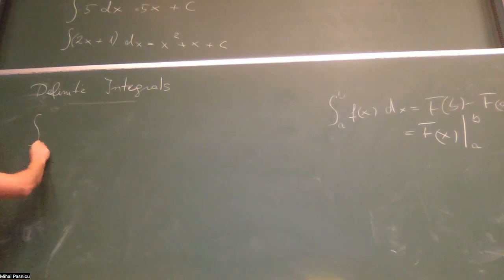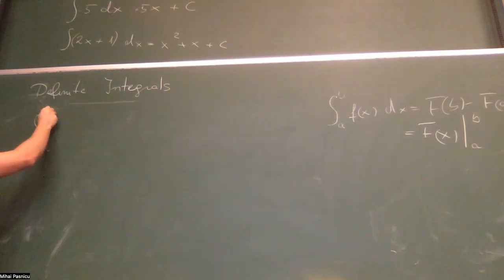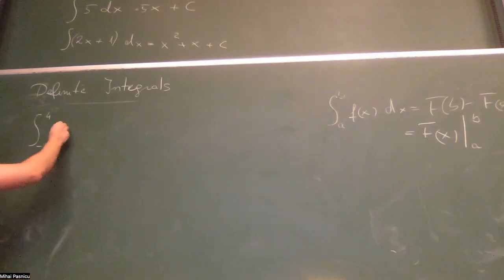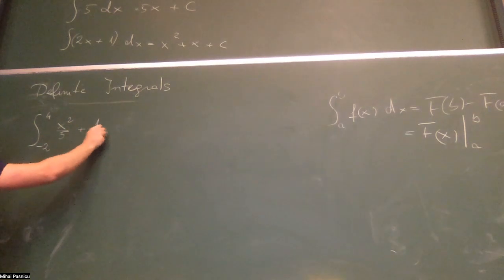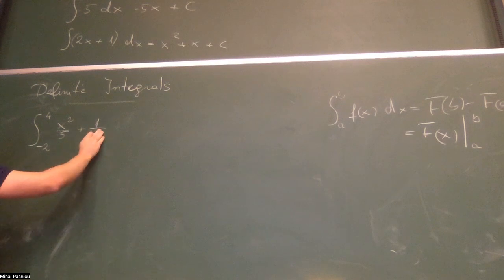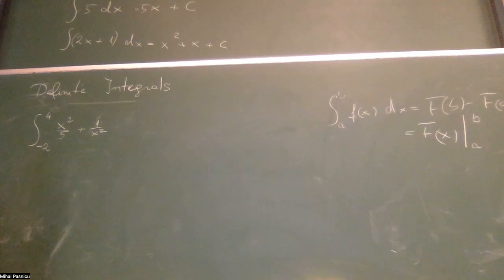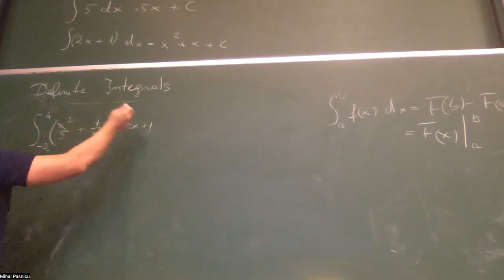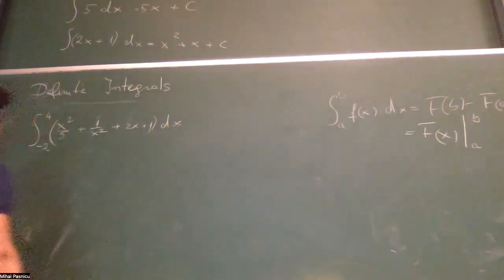Integral from -2 to 4 of x to the second over 5 plus 1 over x squared, I'm fine with this, plus 2x plus 1. Something like this. I literally don't really see how you can get something more complicated than this.